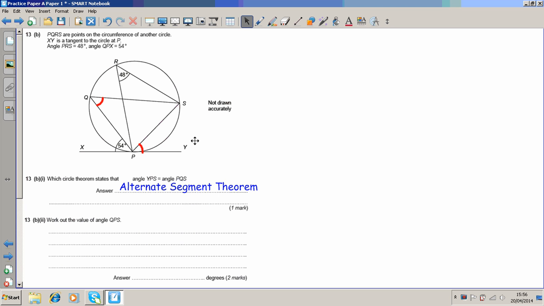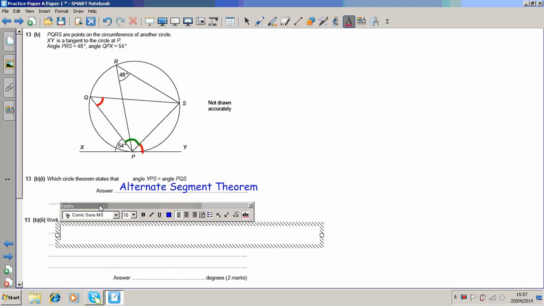Okay, so work out the value of angle QPS. QPS, this whole angle here, is what we're trying to work out. This gives us a little hint. It's telling us that these two angles are equal to each other, which means we're going to need that. If we know that one, we know this one. And once we know that one, we've got a straight line here, and the bit we're trying to work out, the QPS bit, is the green bit in the middle there. So what is that angle up there?